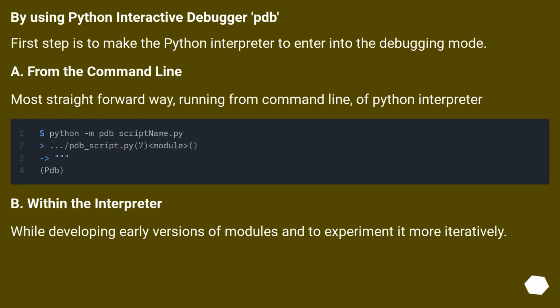By using Python Interactive Debugger PDB. First step is to make the Python interpreter enter into the debugging mode. A. From the command line. Most straightforward way, running from command line of Python interpreter. B. Within the interpreter. While developing early versions of modules and to experiment more iteratively.